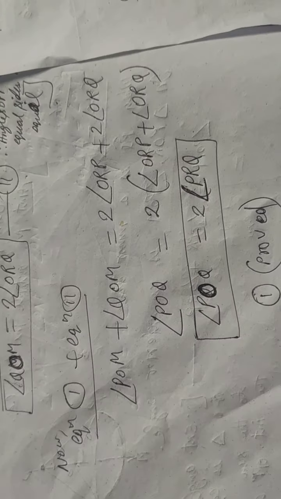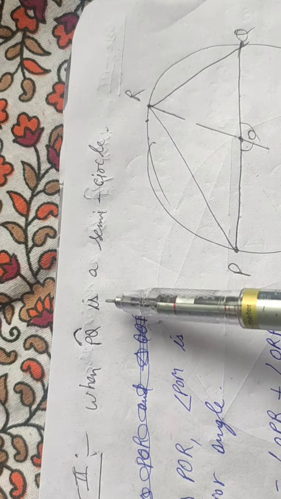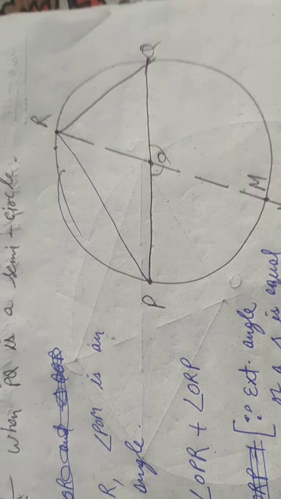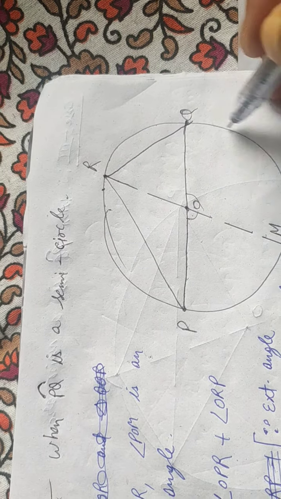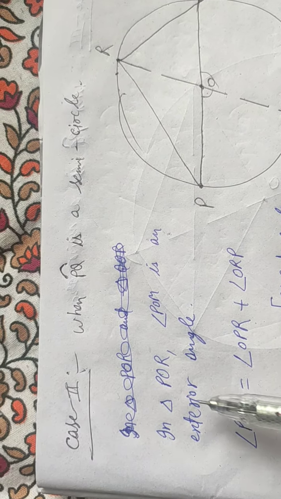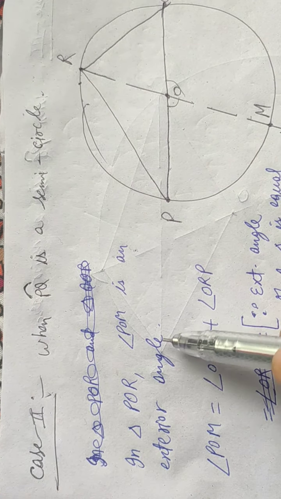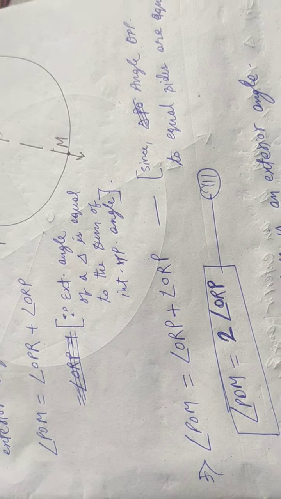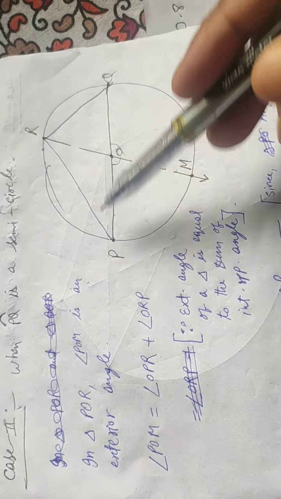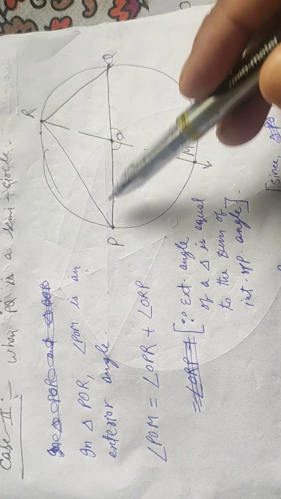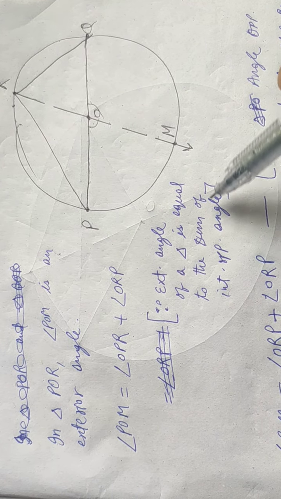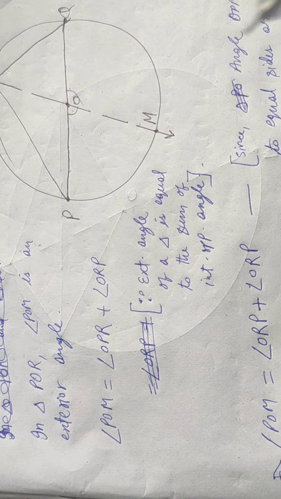Okay, now for the case 2, let us prove for the case 2. For the case 2, when PQ is a semicircle, okay, PQ is a semicircle means when the major arc and minor arc they both are equal. So in triangle POR, angle POM is an exterior angle. The same way we will be proving as we have proved for the case 1. Okay, so angle POM is equal to angle OPR plus ORP. Reason, exterior angle of a triangle is equal to the sum of interior opposite angles, right?